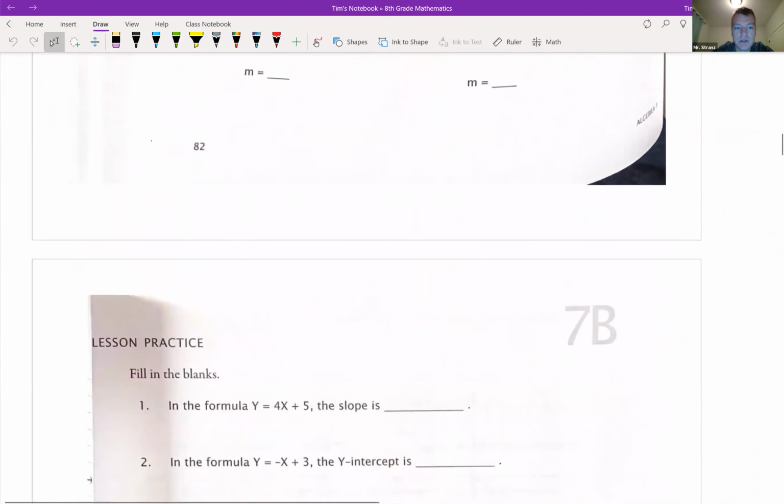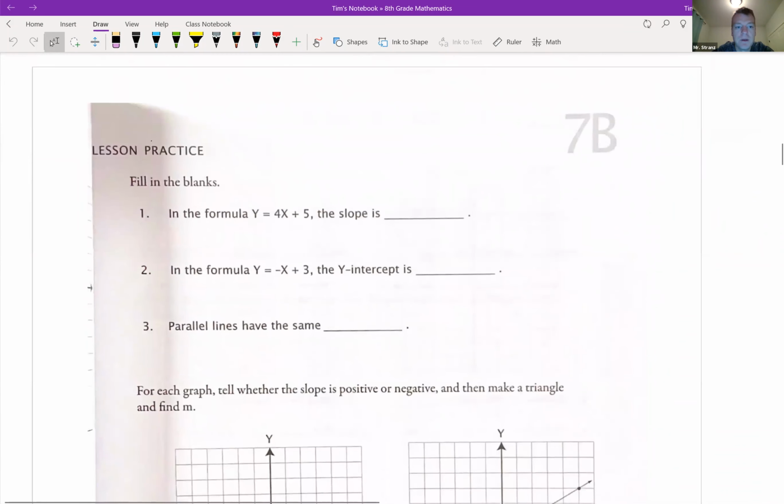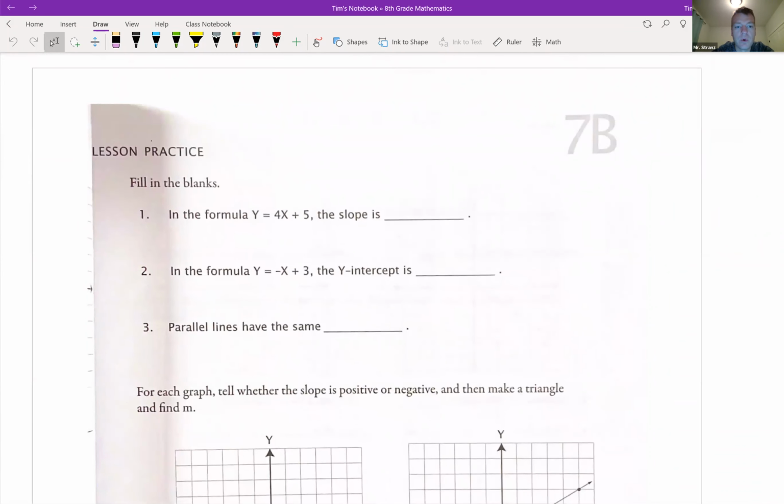Let's go to page 83, 7b. In the formula y equals 4x plus 5, this is mx plus b. This is your slope. B is your y-intercept. And x and y are going to be the values. So in the formula y equals 4x plus 5, the slope is going to be right here, 4.